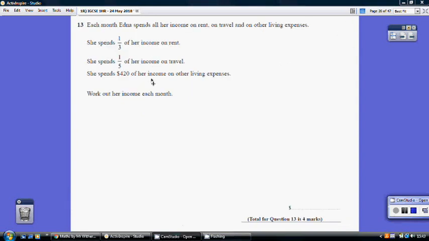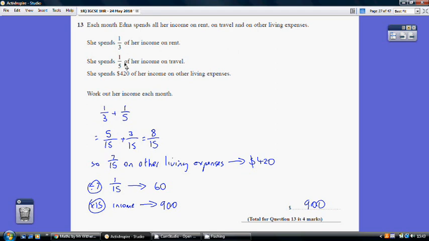Question 13. She spends a third of her income on rent and a fifth on travel. So how much is she spending in total on rent and travel? We'll add the two together. We've got to do a third plus a fifth.